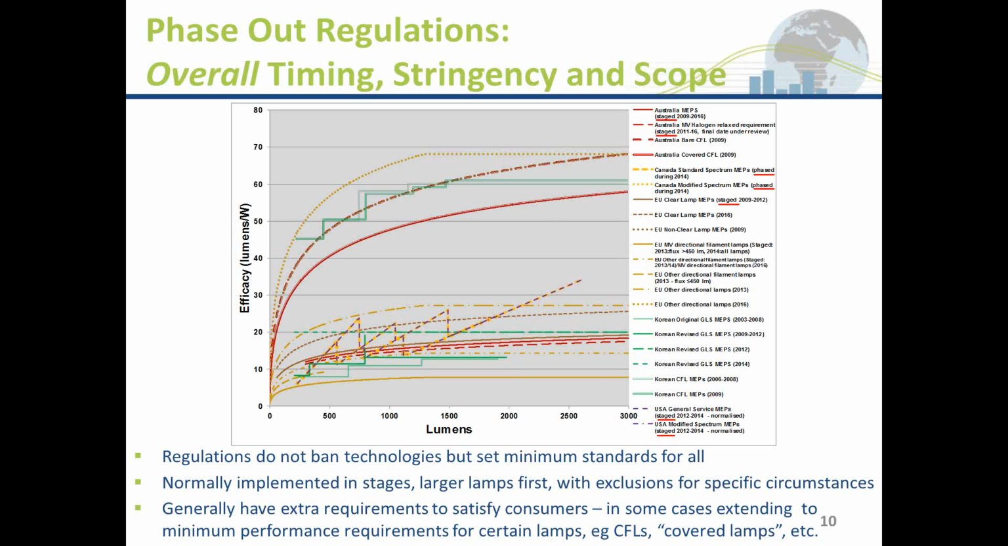And sometimes there's extra requirements. So in this case, I've just pressed the button, those extra lines appeared at the top. There are additional performance requirements for things like CFLs in Europe and Australia and Korea. And in the EU, there's something called covered lights. So that's anything that's not a point source light is required to meet a premium performance standard, broadly in line with CFLs a few years ago.